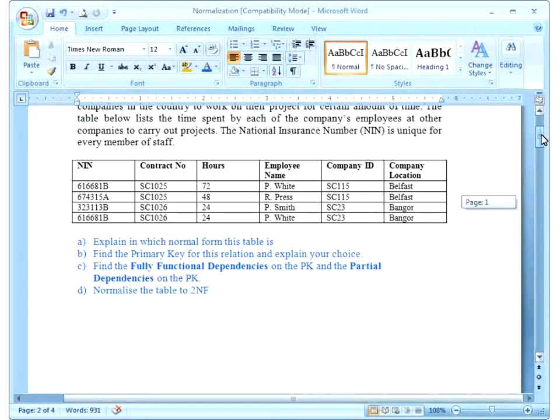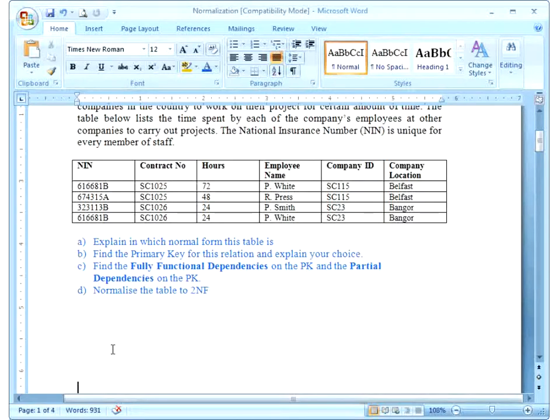You can see here that this NIN is getting repeated, but the contract is different. So if you combine NIN, the national insurance number, and contract number, these are unique for all. Yes, we need to divide it into multiple tables now.